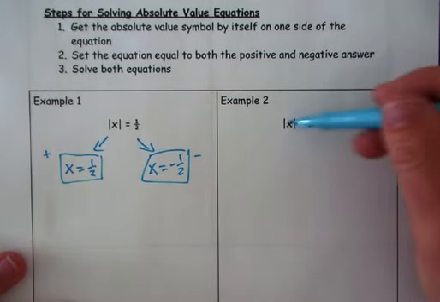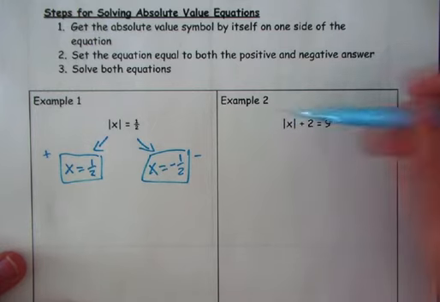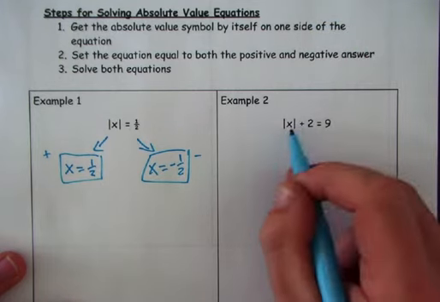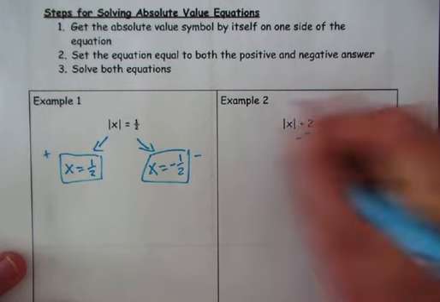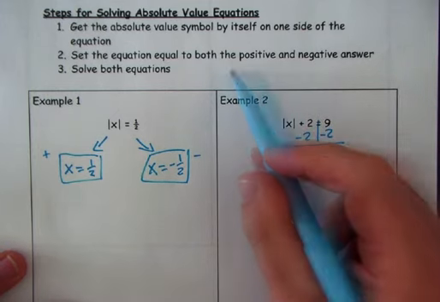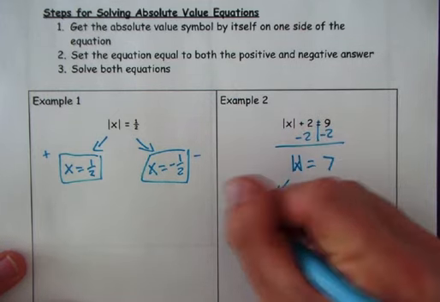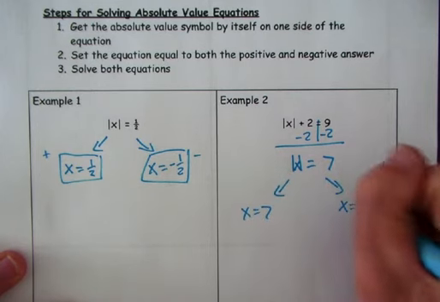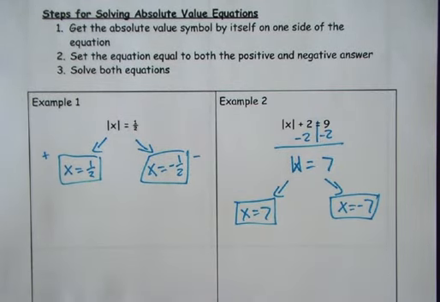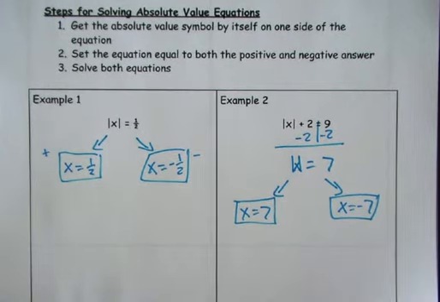Well, here's going to get a little bit more interesting. Here we have example 2, absolute value of x plus 2 equals 9. First thing we have to do is get the absolute value symbol by itself on one side of the equation. To do that, we subtract 2 from that side. We get absolute value of x equals 9 minus 2, or 7. Now, set the equation equal to both the positive and negative answer. Positive is going to be x equals 7. Negative, x equals -7. So for every absolute value equation that we have, we're going to get two answers, unless it's a situation where it's a no solution, which I will talk about in a little bit.